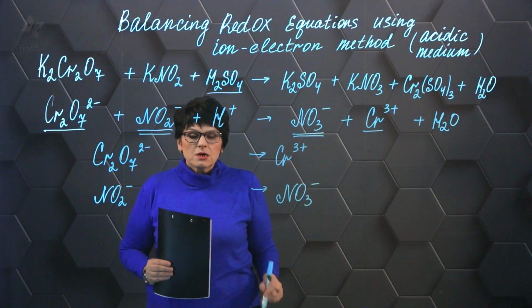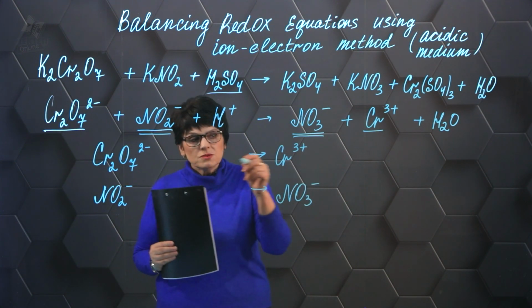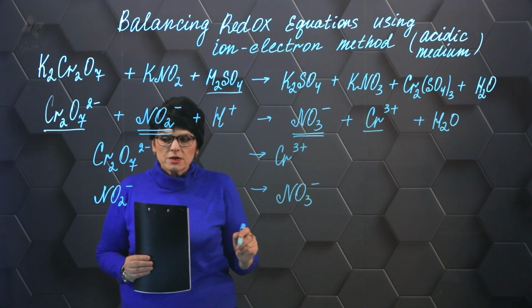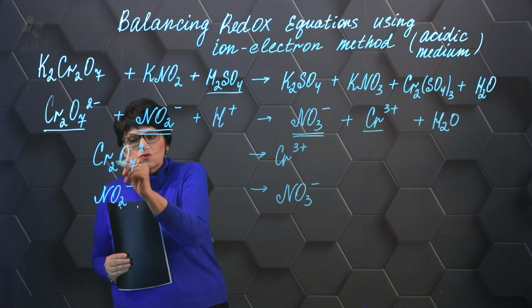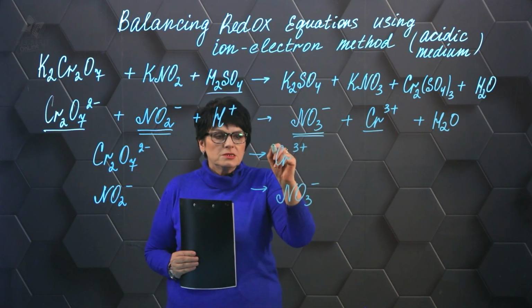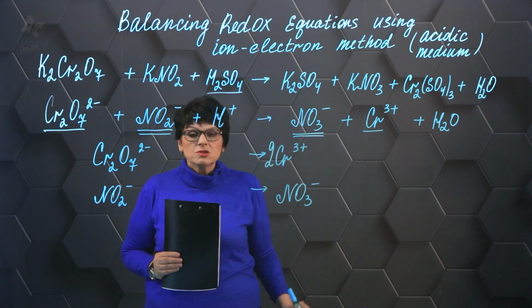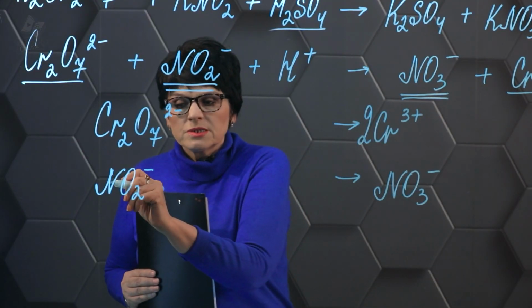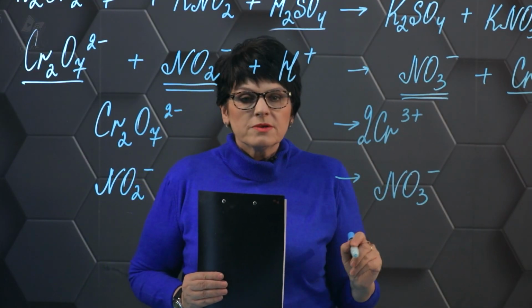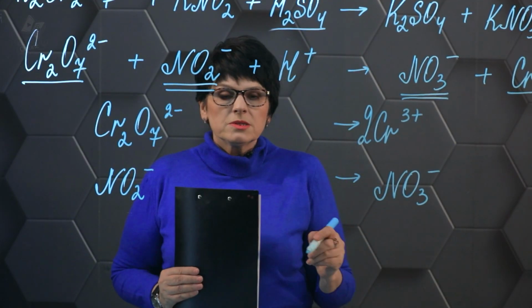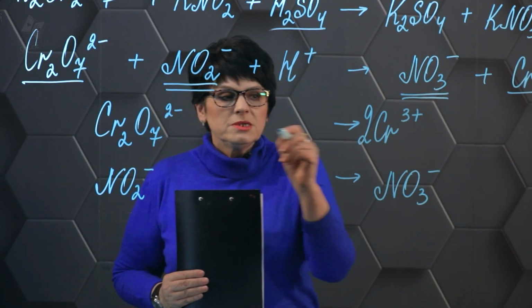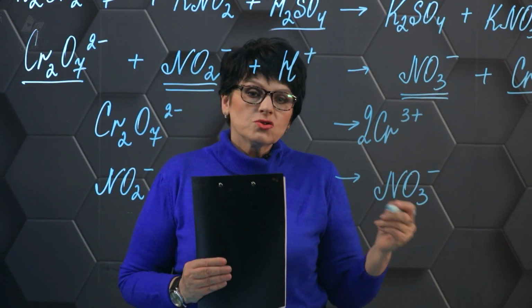The next step in this process is to balance the half reactions. Currently, there are 2 chromium atoms on the left side and 1 on the right. To correct this, we will place a coefficient of 2 in front of the chromium on the right side. However, the second nitrogen half reaction is not balanced. We need to ensure equality.